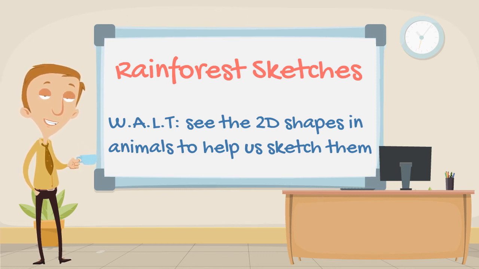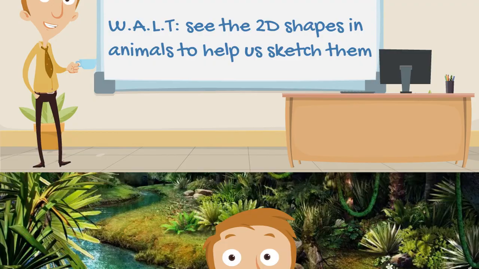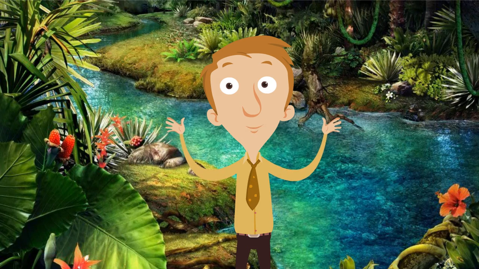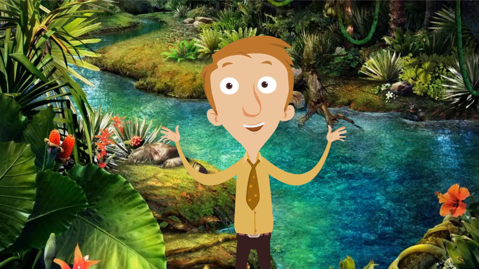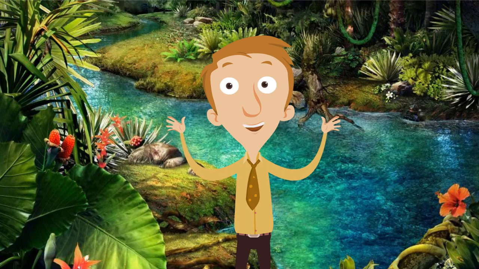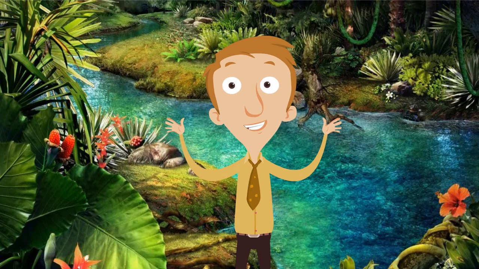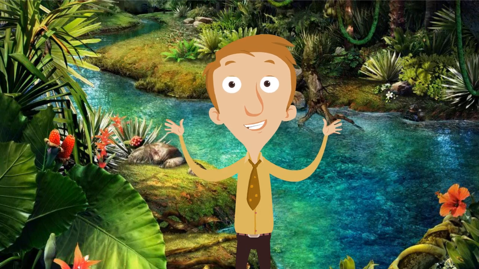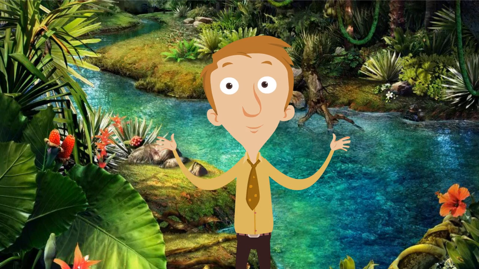In today's art lesson we're taking a look at some rainforest sketches. Our goal for today is to see the 2D shapes in animals and to use them to help us sketch them. If you could go to the rainforest on an exploration or a safari and you could only see one animal, what animal would you like to see most? Pause the video and write down your favourite rainforest animal.